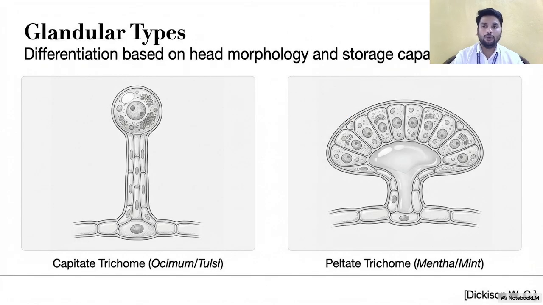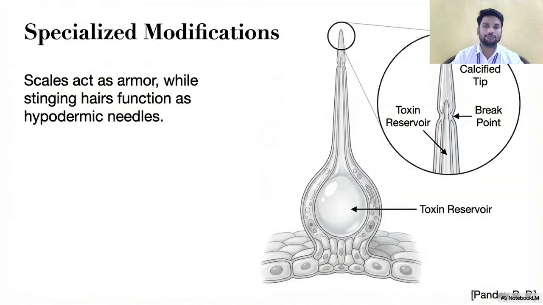Okay. Glandular trichomes based on morphology and storage capacity. The first image is a capitate trichome present in the Ocimum plant, that is tulsi, and a peltate trichome present in the mentha or mint plants. Okay.